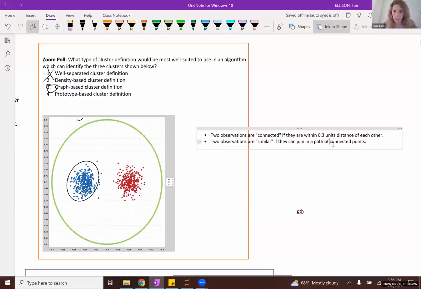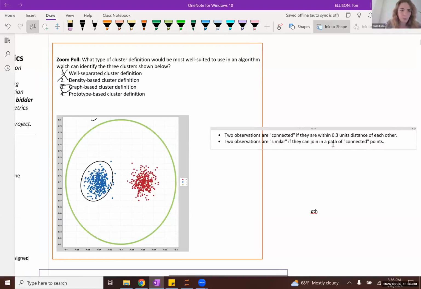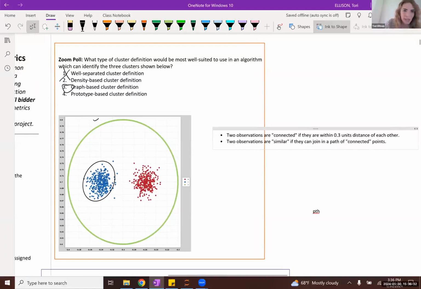Okay, so we can see here, for instance, that all of these green points here are connected, all of these points here are connected, and so therefore this point and this point can join in a connected path, so they're considered similar. And same thing goes for these points here.